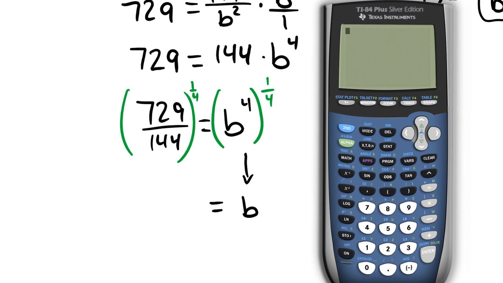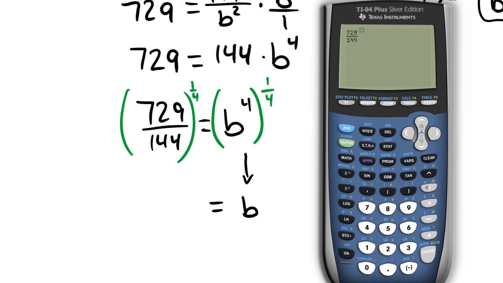Let's go ahead and put this in here. I think I'll do this in one step. So I'm going to go open parentheses. Actually, I'll make it look pretty. So I'm going to grab the fraction template. And in the numerator, I'm going to enter 729. Oops, 729. I didn't even hit 7. 729. And my denominator, I'm going to enter the 144.